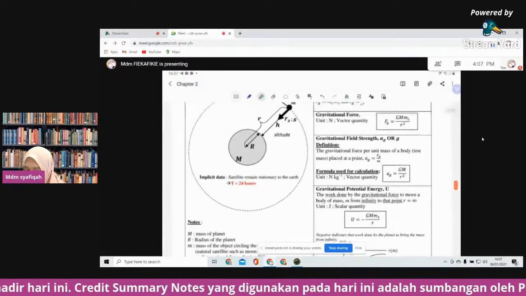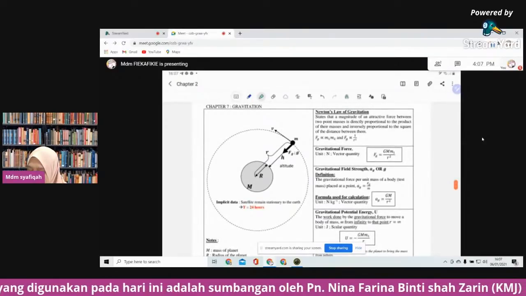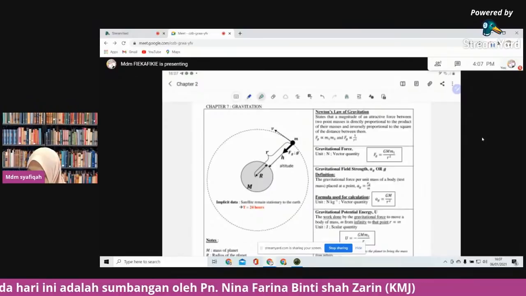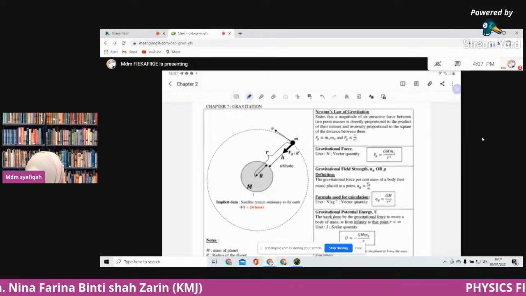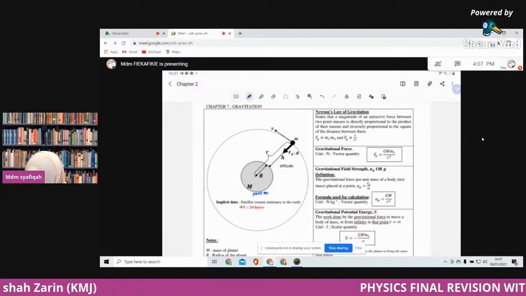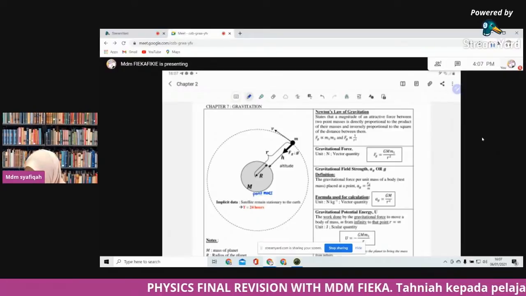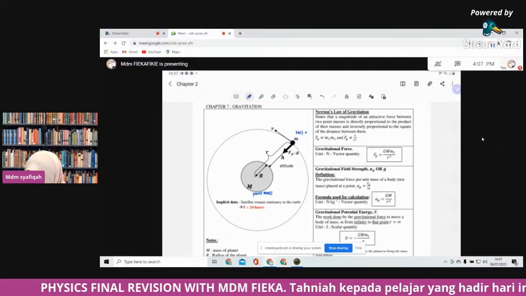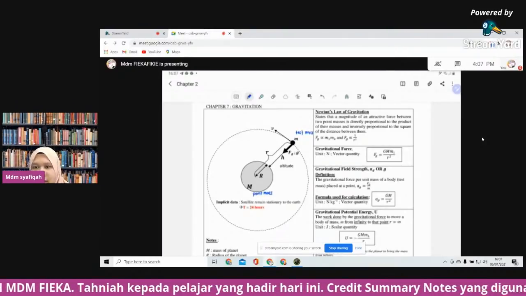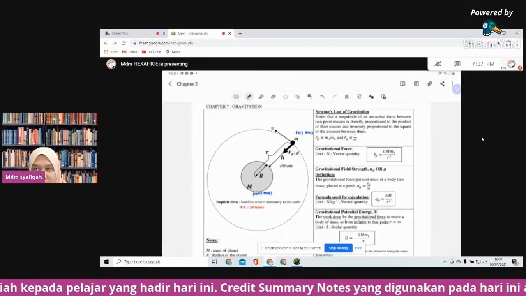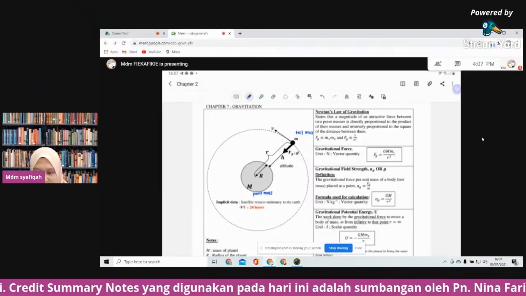Okay. 6. 7. Okay. Ini chapter yang paling senang. Gravitation. Okay. So, this one we call as point mass. Mungkin ada yang still keliru point mass tu apa? Test mass tu apa? Ini adalah test mass. Test mass is the object ataupun a body yang mengelilingi. Dia yang bergerak. Okay. Kalau point mass yang static.